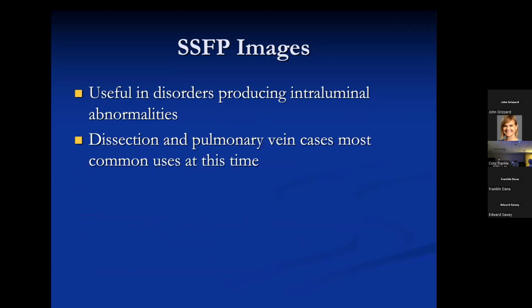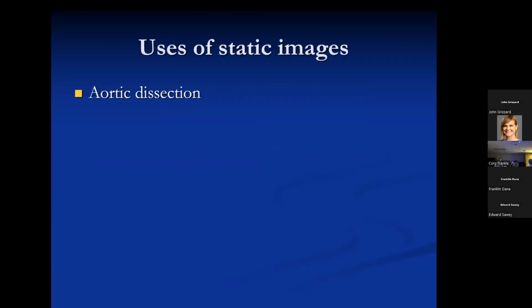You can put somebody on the table and rule in or rule out a dissection without even starting an IV, just by running these HASTE and FISP images, and be done in about 2-3 minutes. So, we don't often get asked to do that, but it's a very nice test for that if you decide you want to try it.